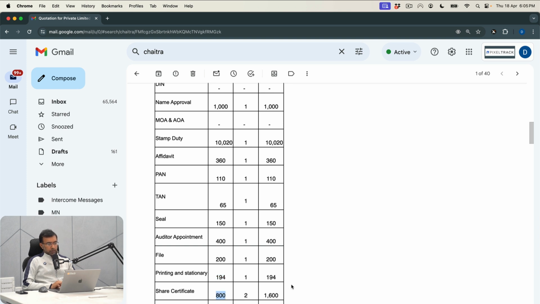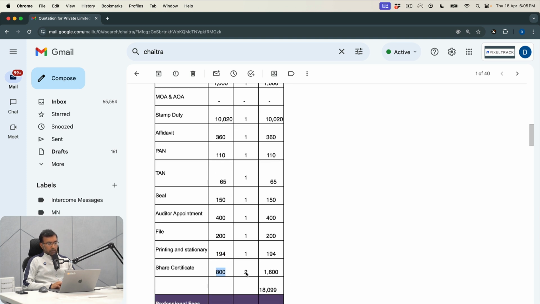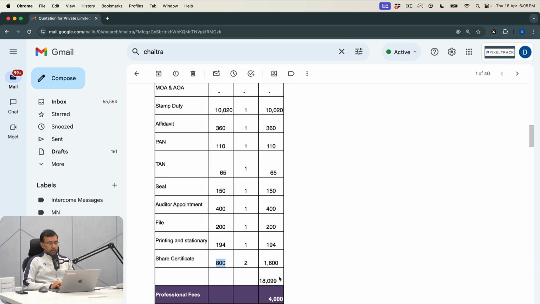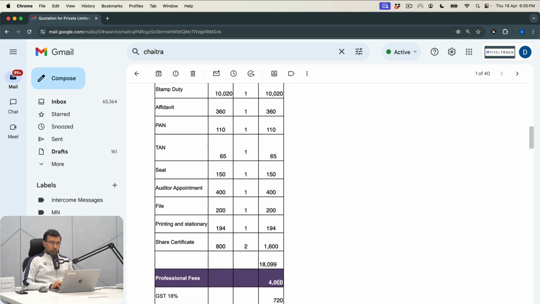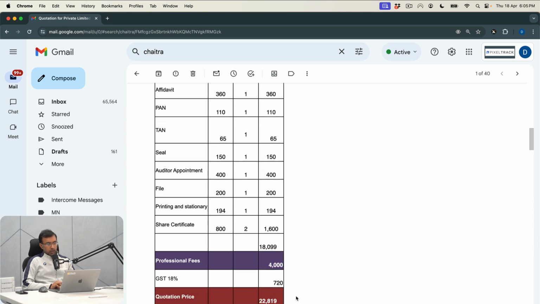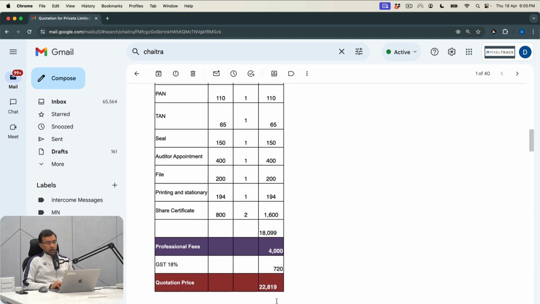Share certificate, which will be issued. I don't know why this can't be online, digital India, but this will be a printed certificate. Then 4,000 rupees professional fee, 18% GST on the professional fee. So in total it is costing 22,819 rupees just to get the company up and running if it is a private limited company.